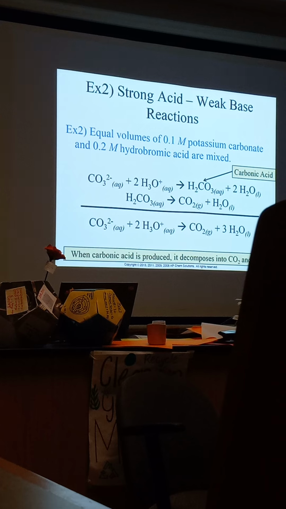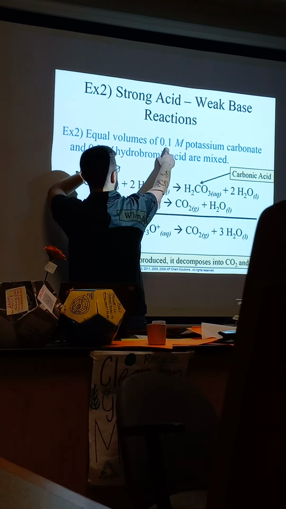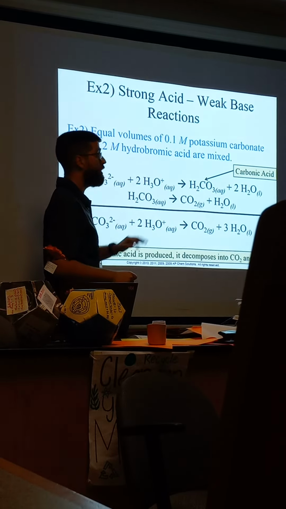Okay, here we go. So new example, guys. Equal volumes of 0.1 molarity potassium carbonate and 0.2 molarity hydrobromic acid are mixed. So guys, this one's kind of a wild one because what do you notice about these two molarities? There's 2 times the amount of hydrobromic acid.